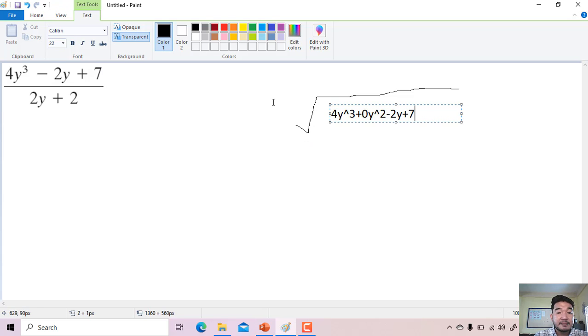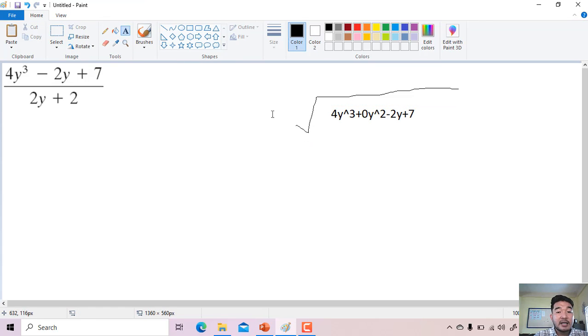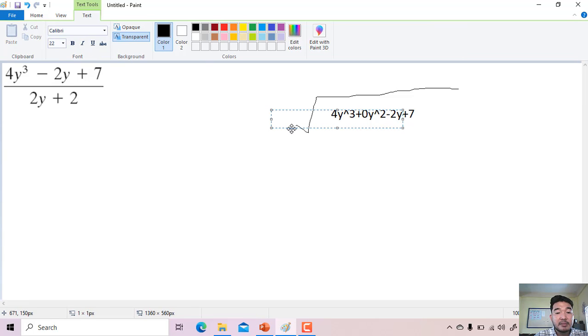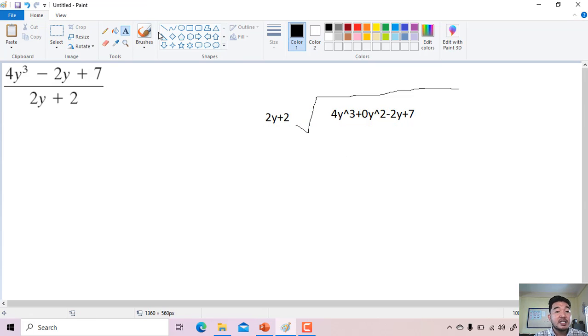Divided by 2y plus 2. Okay, so we start the division process. The first step is to divide 4y cubed. Okay, we divide 4y cubed by 2y.